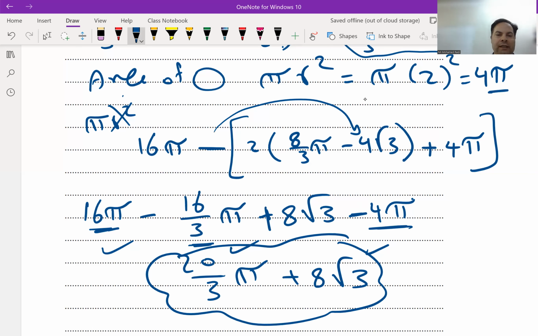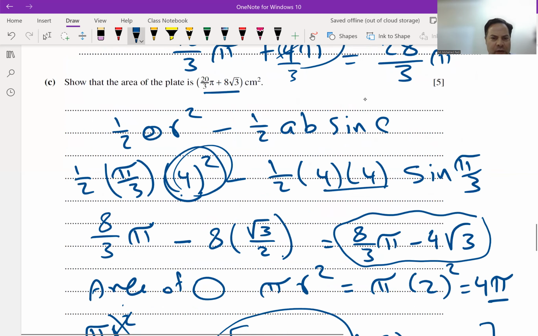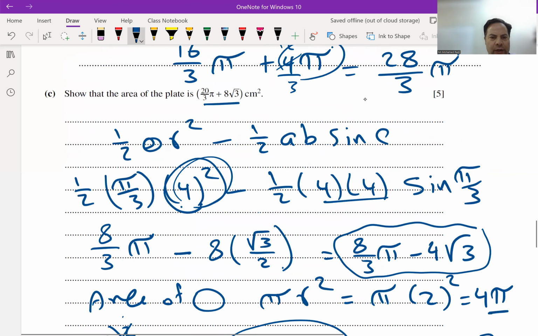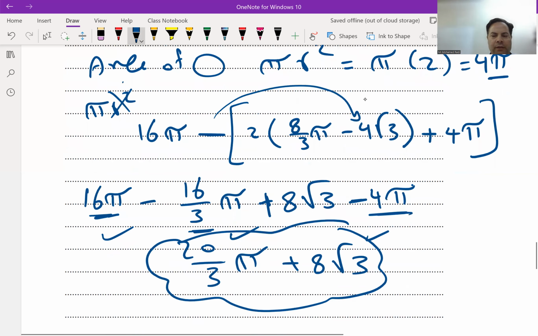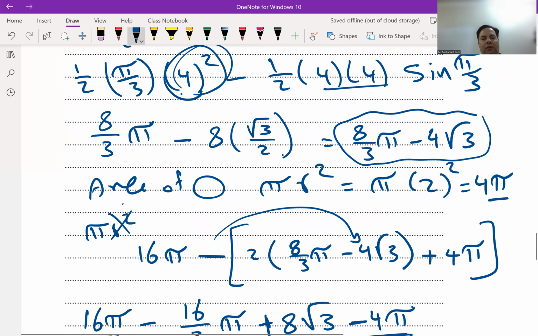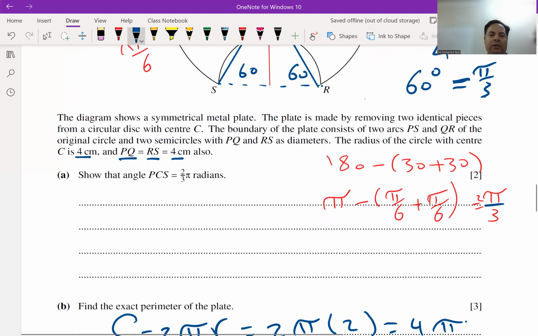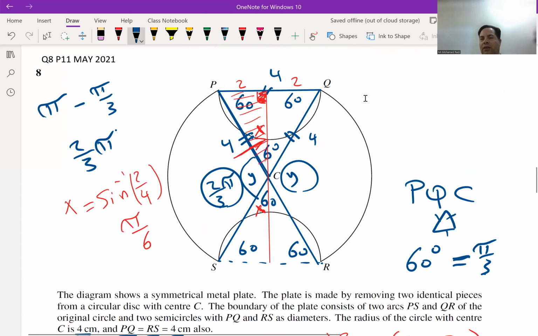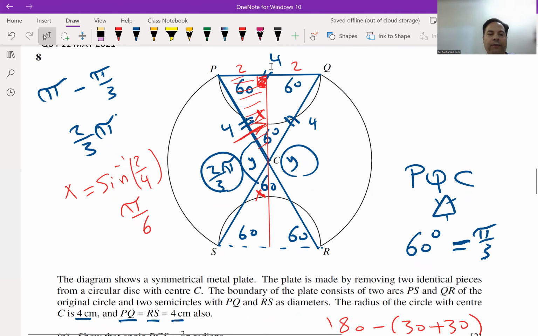He asked us to show that. I think it's 20 over 3 pi plus 8 root 3 centimeter squared. So in this question, as I told you before, you have to know how to get the length of arc and how to get the area of segment, area of sector minus area of triangle. In case we have an equilateral triangle, each angle will be pi over 3. Thank you.